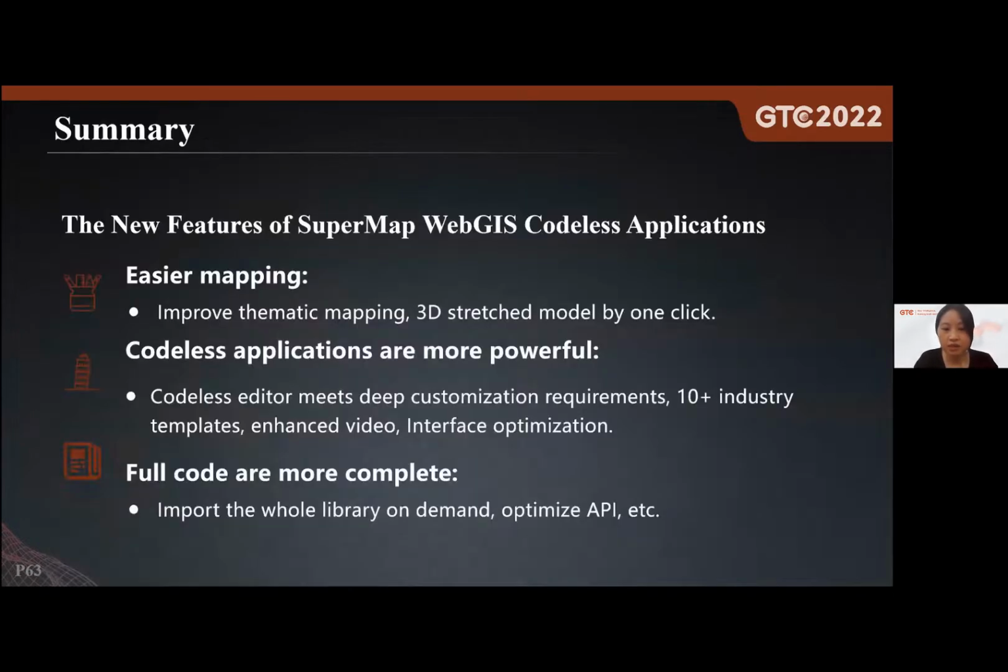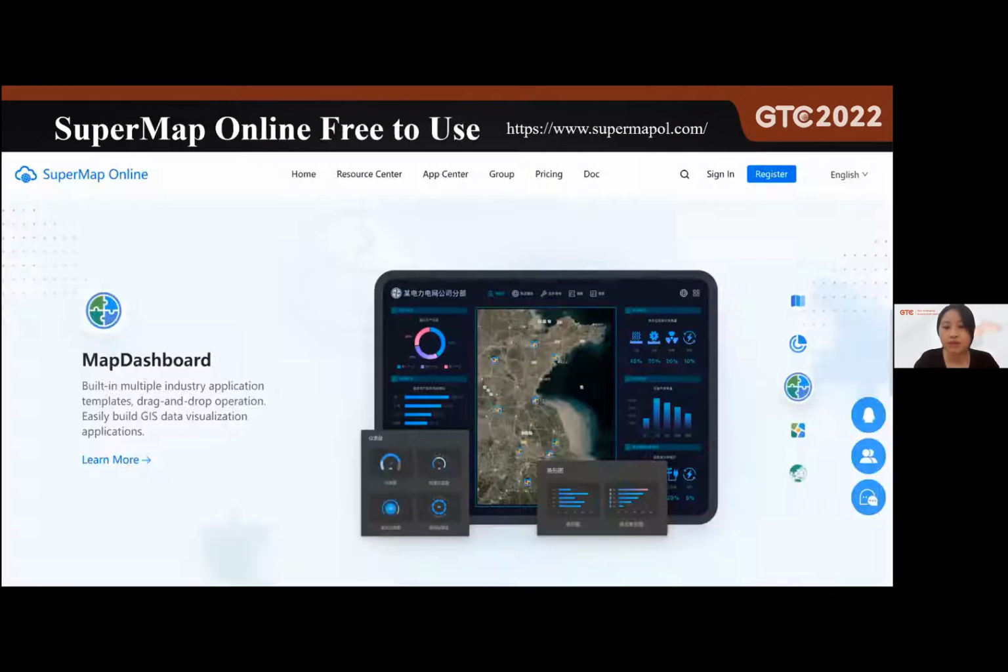Then let's make a summary of coordinates web development. With coordinates applications, we can make maps easier, and the applications are more powerful, and the full code development libraries are more complete to support more application scenarios. At the same time, the new features of coordinates applications are synchronized on SuperMap Online. There are no functional restrictions, and you can try it for free.